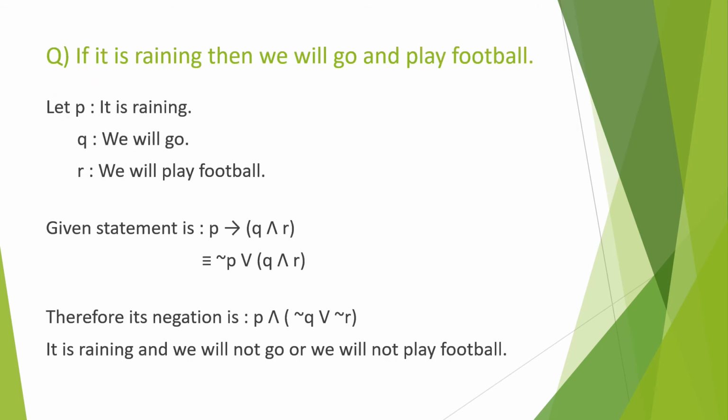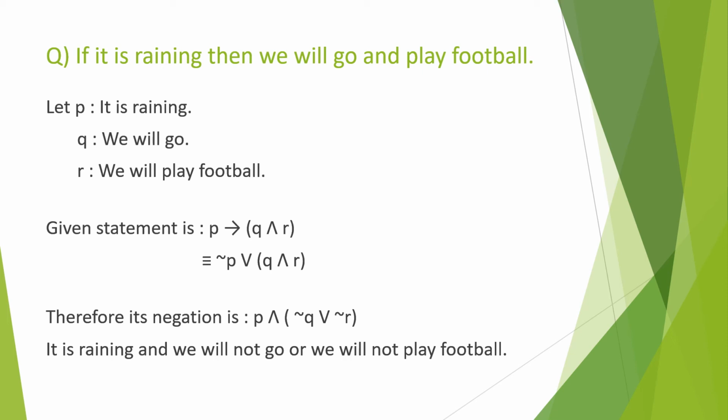Now let's study negation of a conditional statement. In the example here we have 3 atomic statements. The statement given is: if it is raining then we will go and play football. First we have to convert this statement pattern into symbolic form. For that, take P as it is raining, second statement Q as we will go, and third statement R as we will play football.